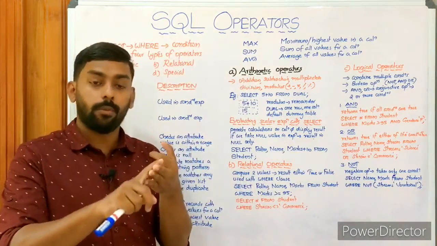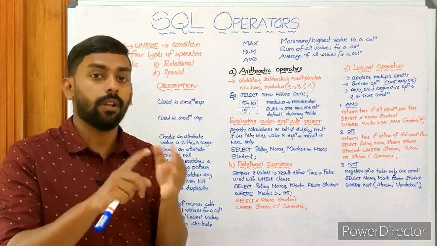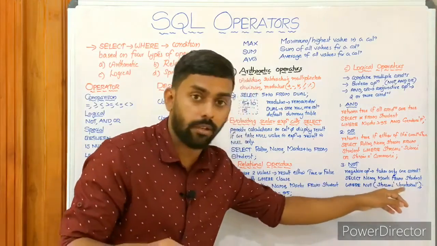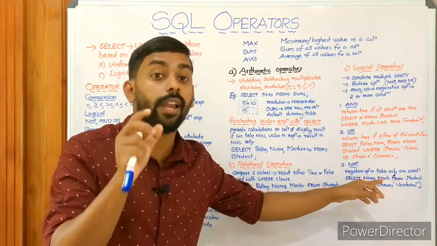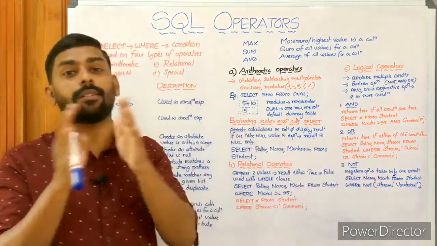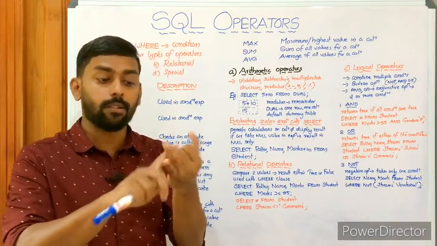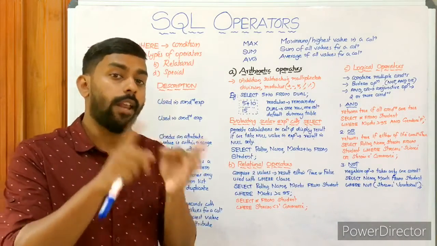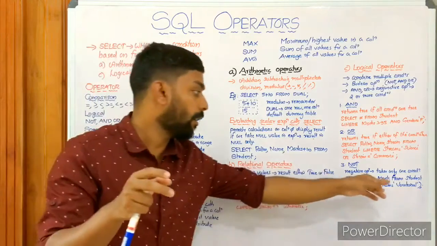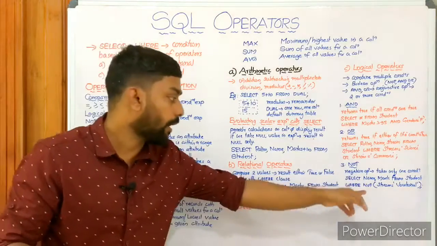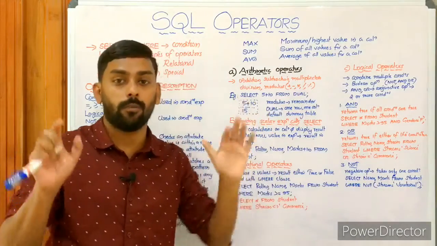We have science, commerce, humanities and vocational. Where NOT stream equal to vocational will not include the vocational stream. All other streams' name and marks will be displayed, right? Science, commerce and humanities students' name and marks will be displayed and vocational students will be discarded, ignored, because the condition given is not stream equal to vocational.